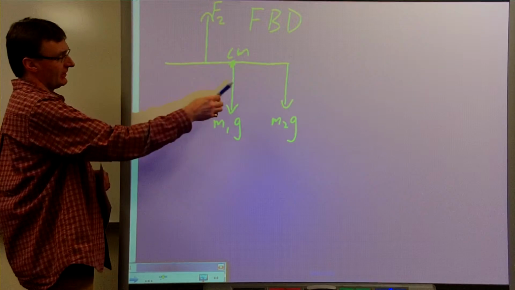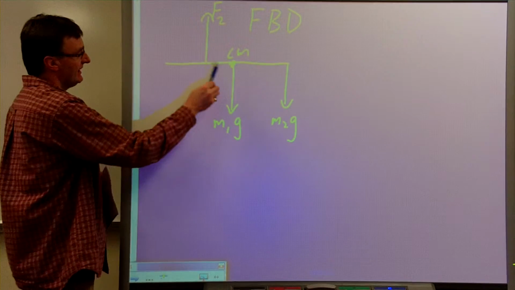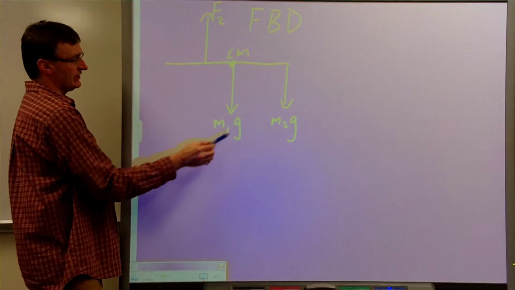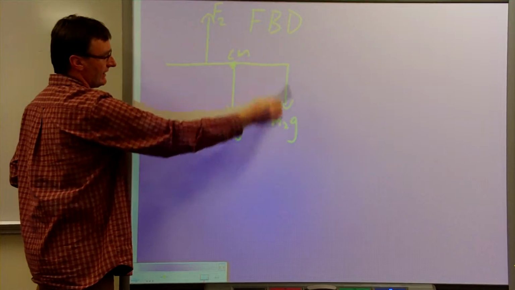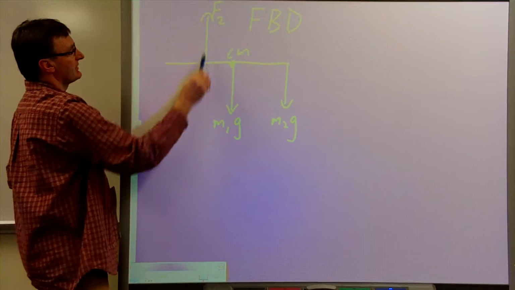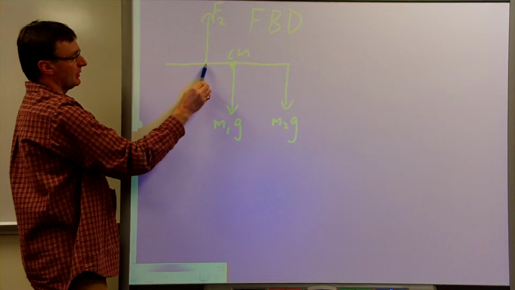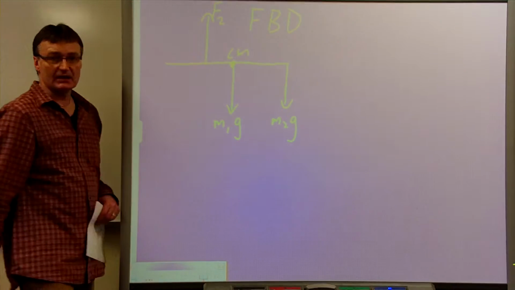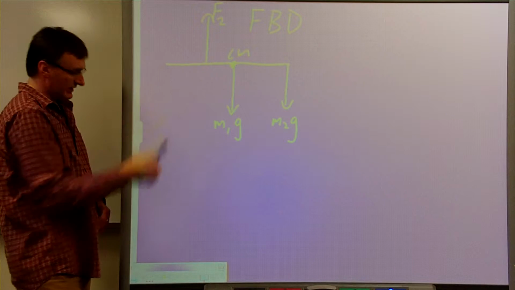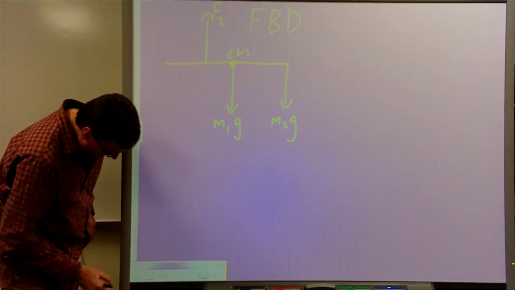So the first forces that I'm going to put on there: we have the center of mass of the diving board, so that's going to be M1G. We have the diver down at the end here, which is going to be M2G, and the force at this point right here is going to be in the up direction. Now, it's not that obvious what direction the force in this direction is going to be.